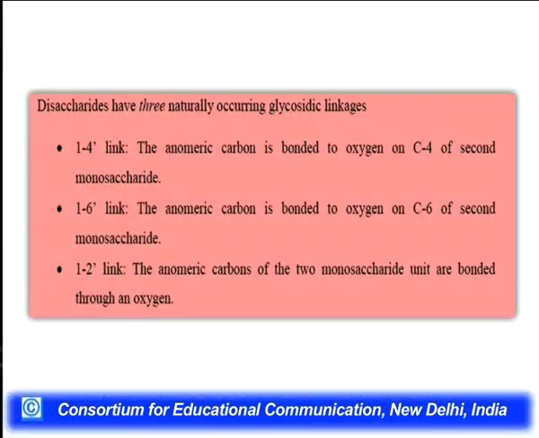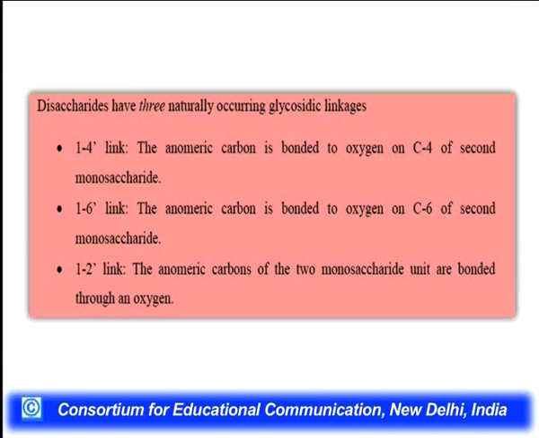There are 3 possibilities. One possibility is the 1,4 link. What I mean by a 1,4 link is that the anomeric carbon of one monosaccharide unit reacts with the 4th hydroxyl group, that is, the hydroxyl group on the C4 of the second monosaccharide. And the example for this will be maltose, which we will be discussing.